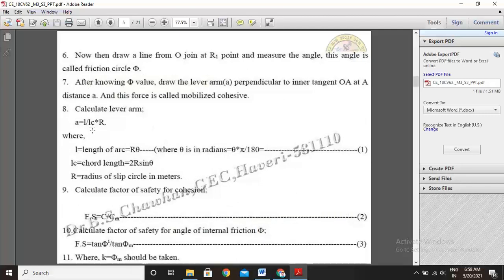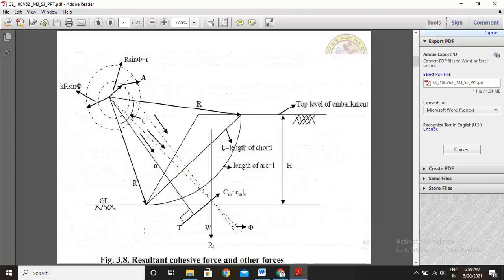Next, calculate the lever arm a equal to L by Lc into R, where L is the length of arc. We calculate it as R into theta, where theta is in radians, so we multiply by pi by 180 to get radians. L means this length of arc, from here to here.